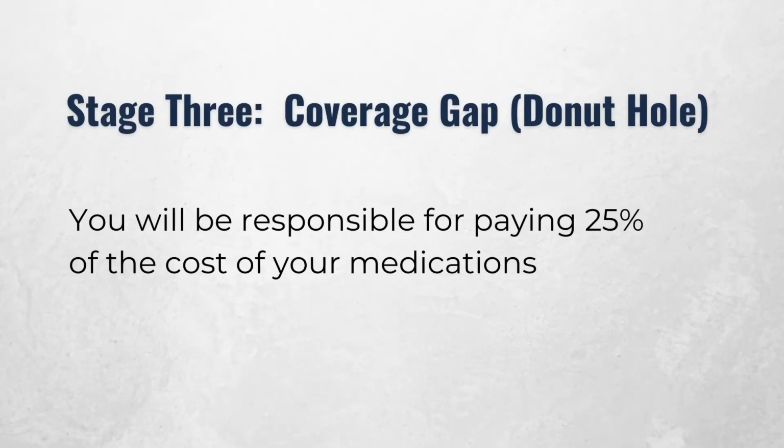During your Stage 3 of coverage, it's also called the donut hole or the coverage gap, but donut hole is what it's most commonly referred to. You fall into a hole of coverage where you have to start paying 25% of the cost of all of your medications. I've been doing this for about 15 years, and it used to be that when someone fell into the donut hole or the coverage gap, they had absolutely no coverage. So we really have come a long way from no coverage to now you're only paying 25% of the cost of your medications.